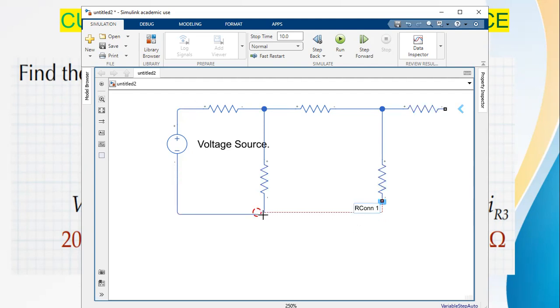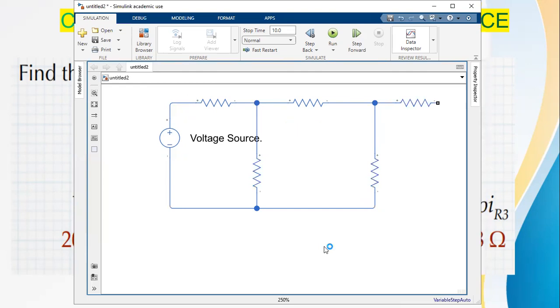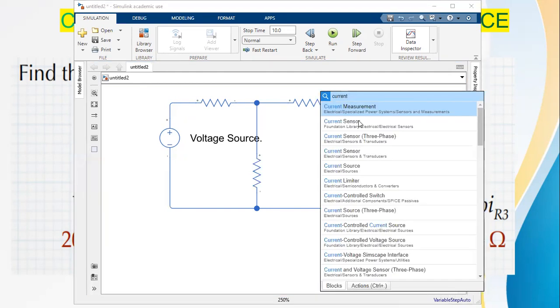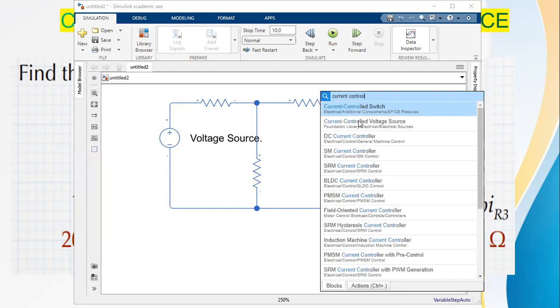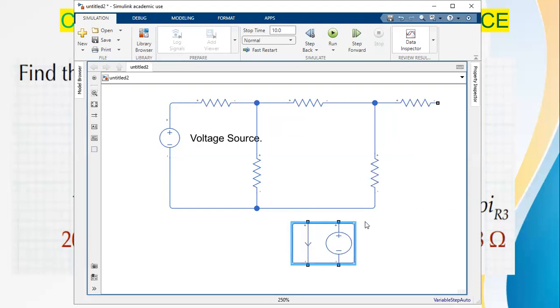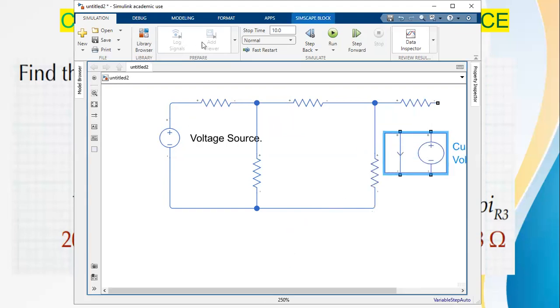And here, what is required? The first one, the current controlled voltage source. Take the current controlled voltage source and place it here. It depends on this resistor.